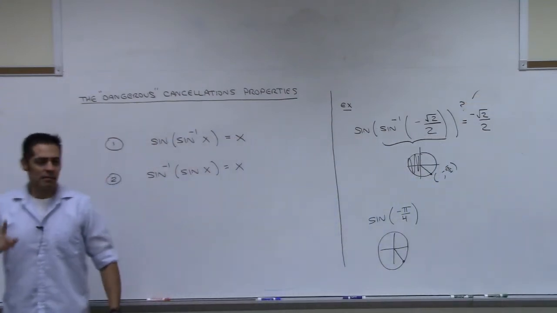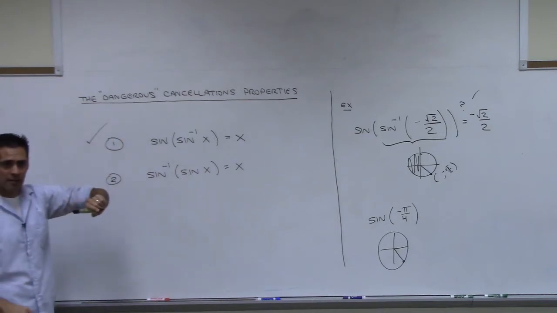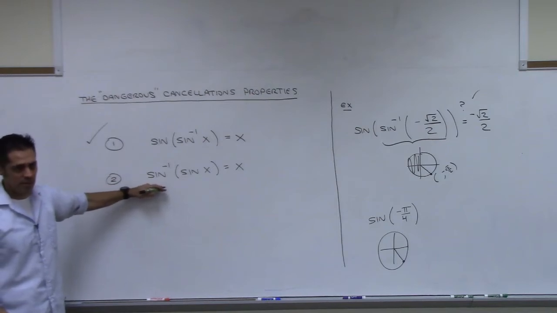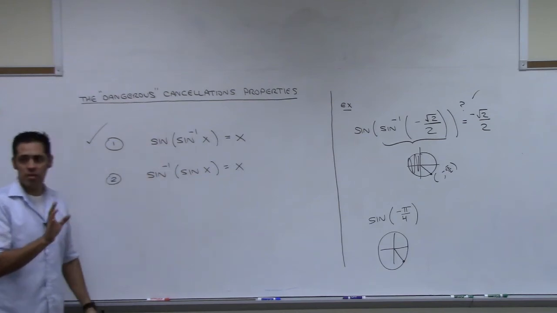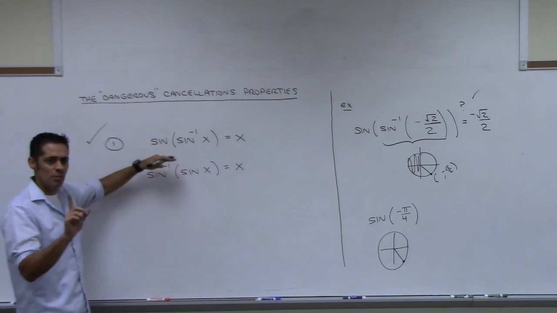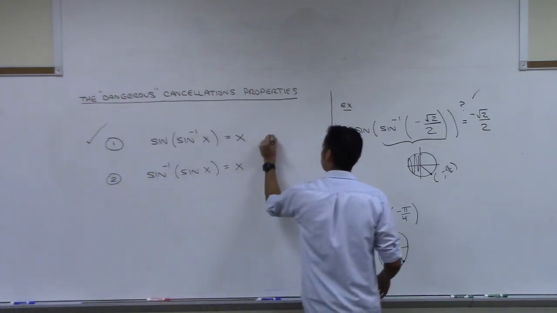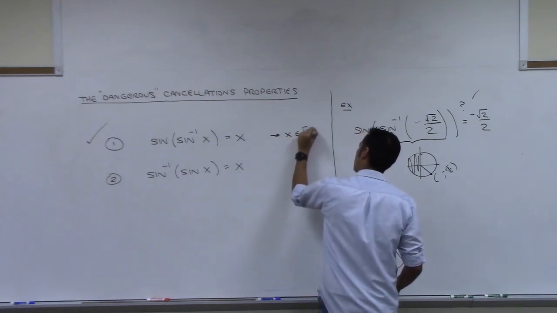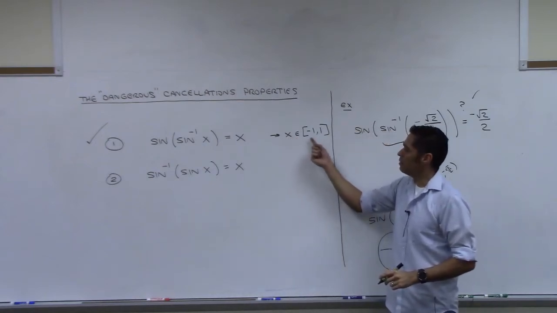It turns out this one will always work. Okay? This one is the one that's dangerous. All right? This one you can trust will always work. Now there are some restrictions for this one. Let me tell you what the restrictions are. The x that goes into this has to be an element of the interval negative 1 to 1. So this means x belongs to the interval negative 1, 1.